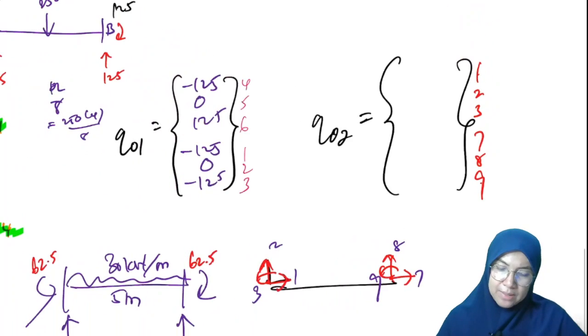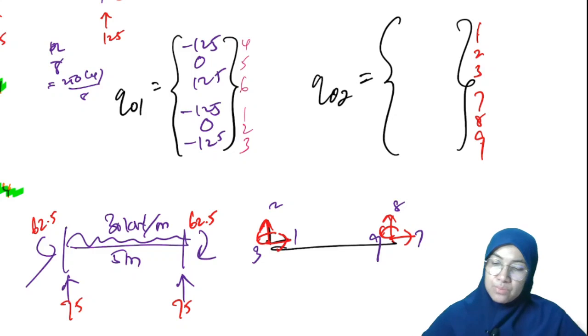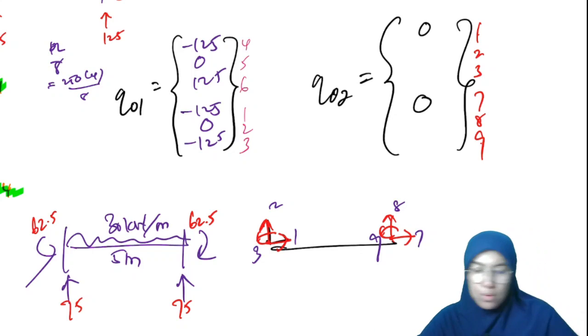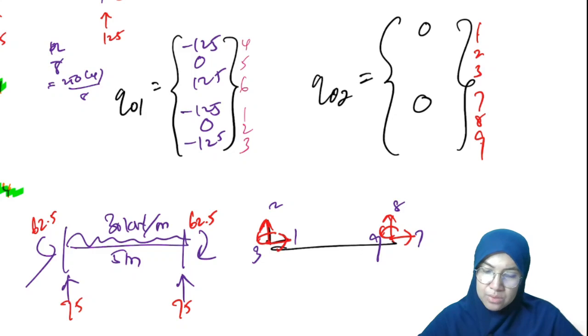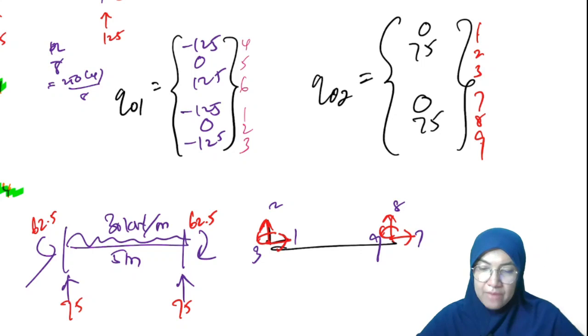So we compare 1 and 7. The value is 0, so 1 is 0 and 7 is also 0. Okay, number 2, where is 2? 2 and 8 is the vertical. It is 75, 75.